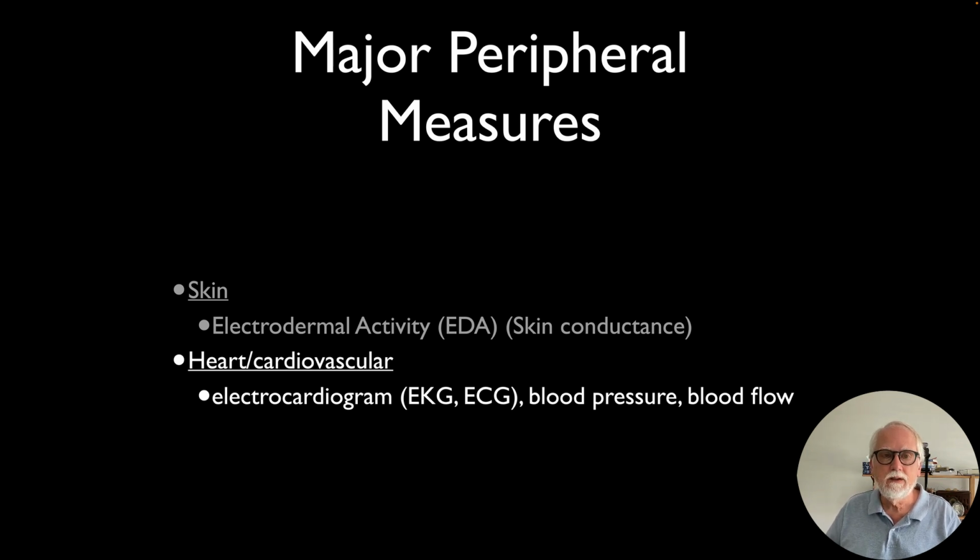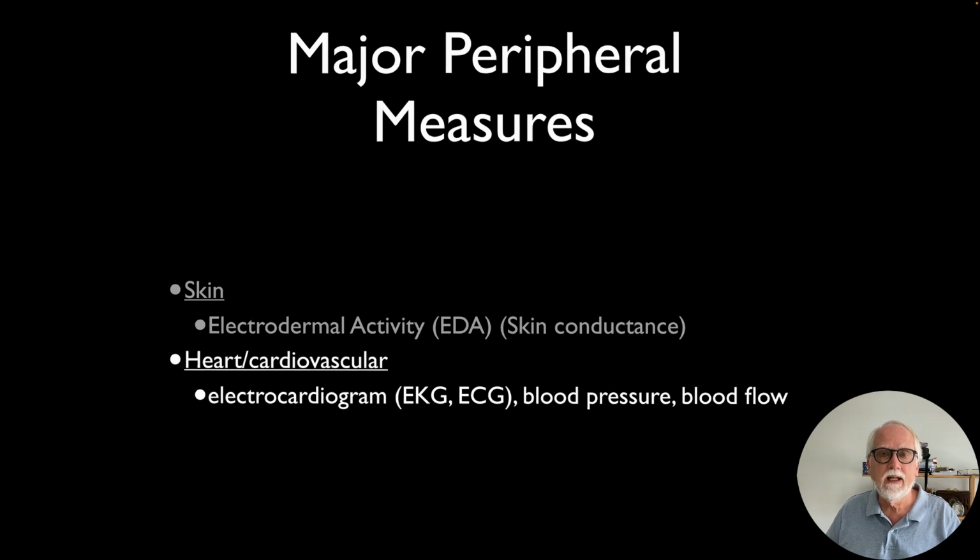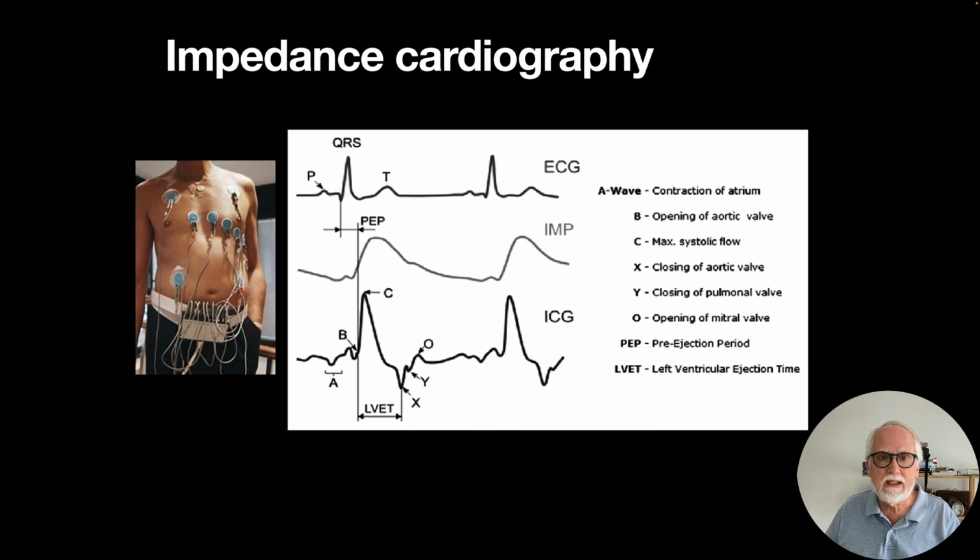But you could also include under this category things like measures of blood pressure. You could also measure blood flow out in the periphery, like how much blood is out at your fingertips. You could even talk about respiration as being one of these kind of cardiovascular measures. One of the ways that cardiovascular activity is commonly recorded today is using what's called impedance cardiography. And this person that you see in the photo has some electrodes on there for impedance cardiography.